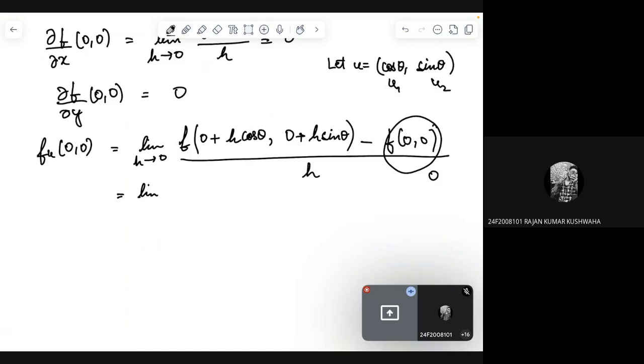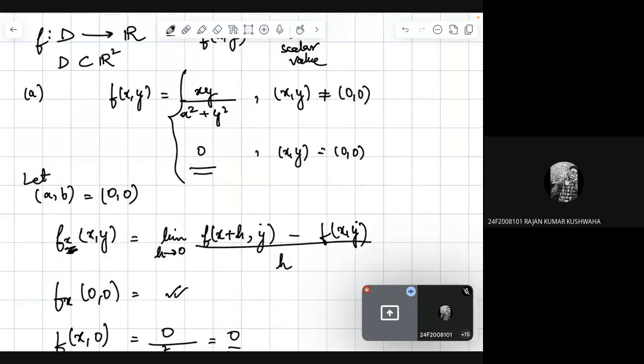Why did I take the example? I am trying to evaluate whether the given statement is true or not. When you have to evaluate whether a statement is true or not, it is usually helpful to take an example, evaluate it, and see whether it satisfies the condition or not. So limit h tends to 0, f(h cos theta, h sin theta) divided by h. Now f(0,0) is 0, so I'm not writing it. So what will this come as?